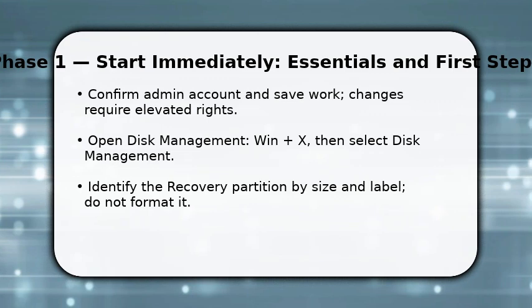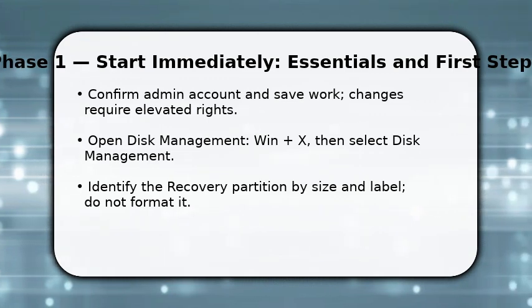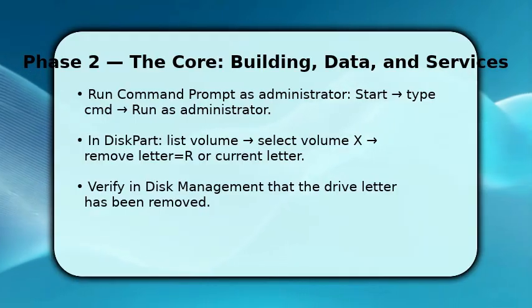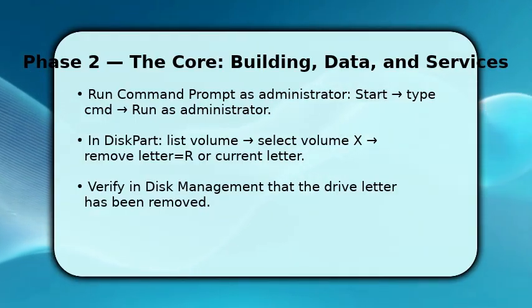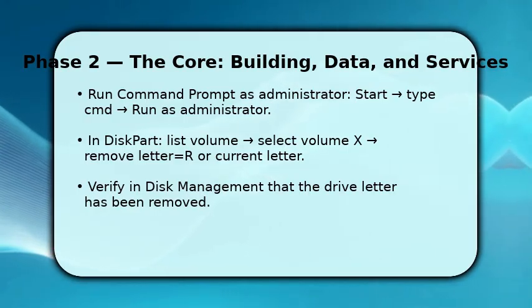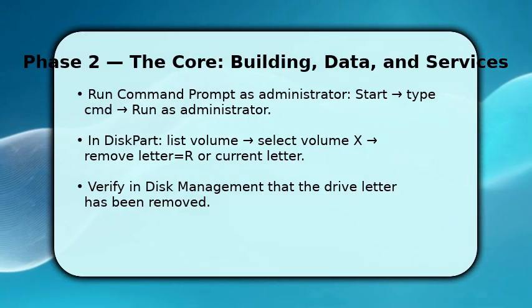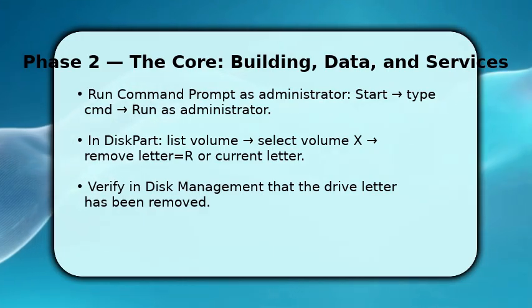You'll run diskpart from an elevated command prompt. Type diskpart and press enter, then list volume to find the recovery volume number. Select the correct volume with select volume X. Be precise. Use remove letter equals R or remove letter equals the current letter to clear its mount point. Once done, exit diskpart and return to Disk Management to verify the letter is gone. This hides the recovery partition from File Explorer without deleting data, which preserves system restore functionality.